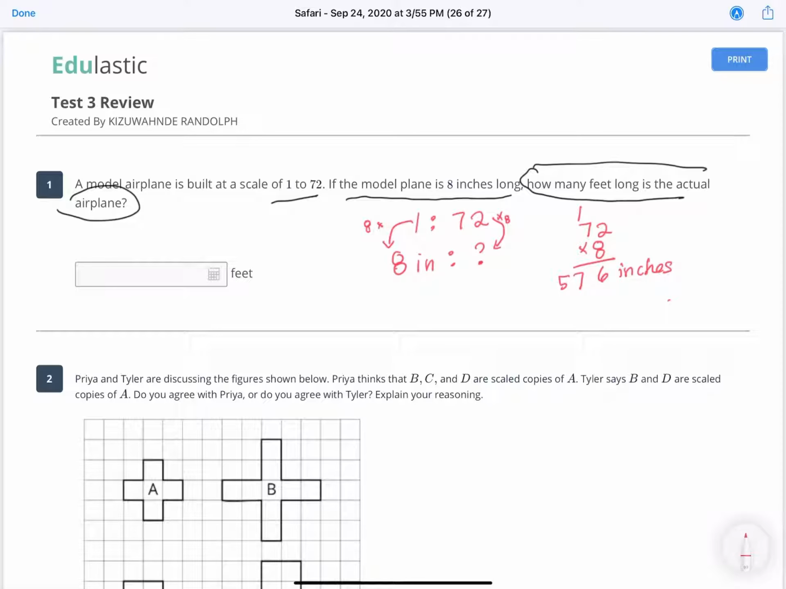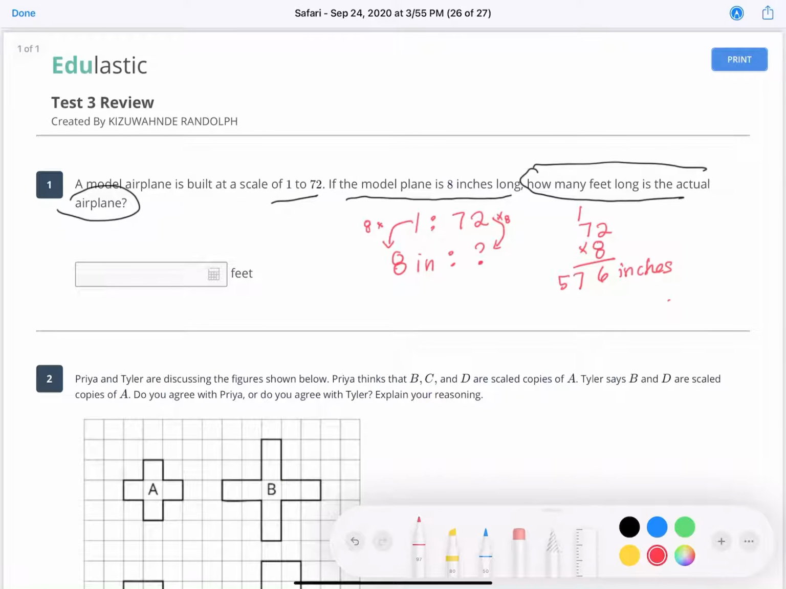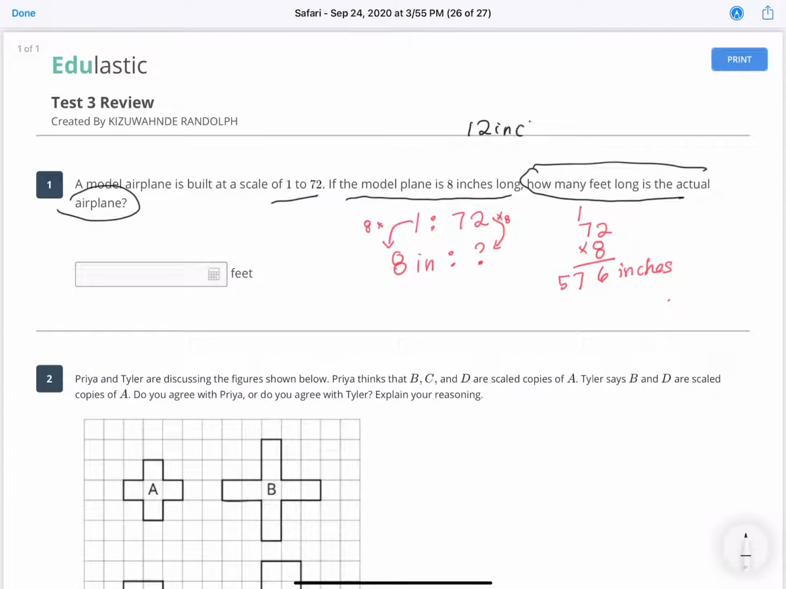So how many inches are in 1 foot? Do you know? If you guess there are 12 inches in 1 foot, you're absolutely correct. So what I want to do with that 12 is I want to convert these inches to feet, so I need to divide 576 divided by 12 to figure out how many feet it actually is.